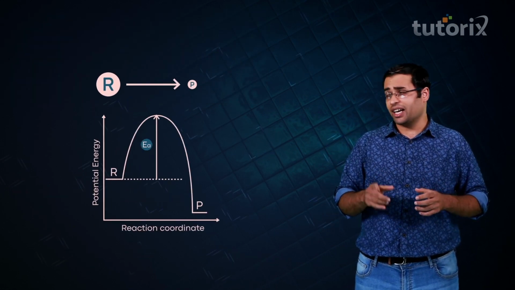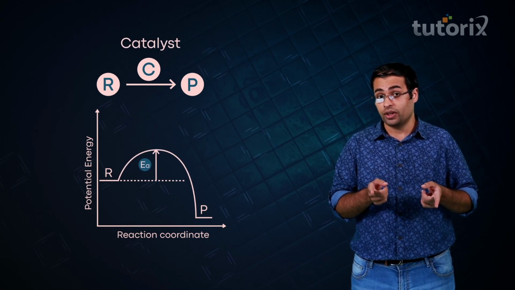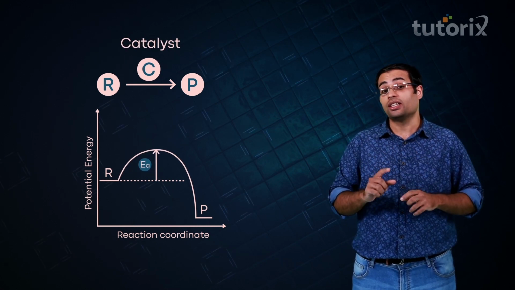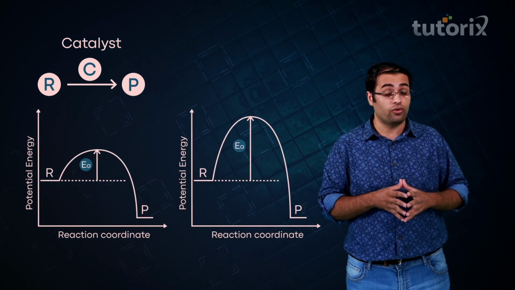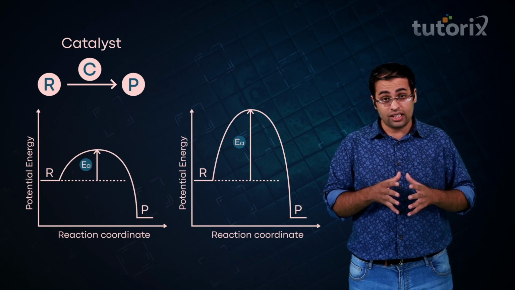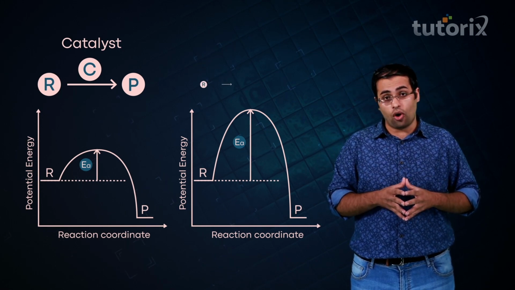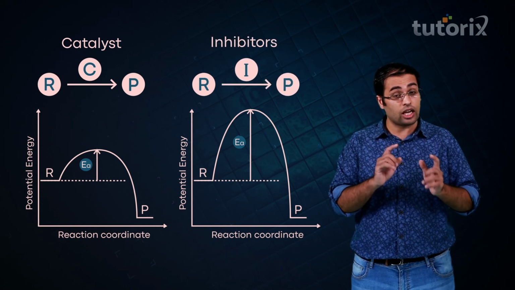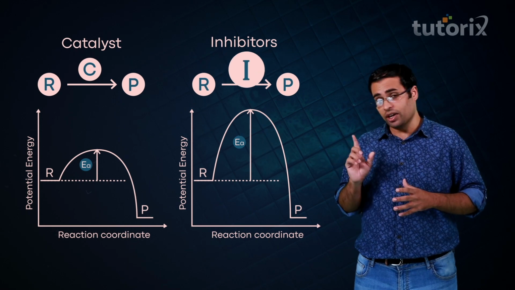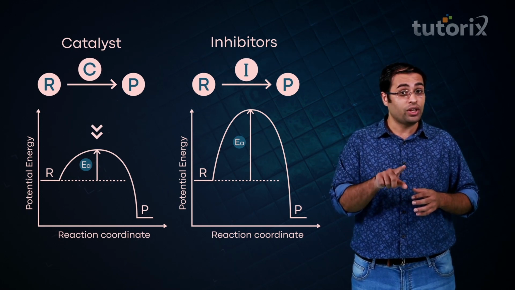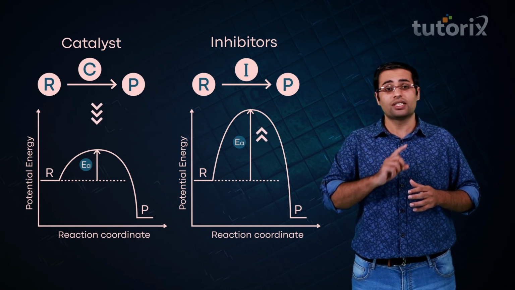So, we know that a catalyst can decrease the activation energy of a reaction. But do you know that there are also chemicals which can increase the activation energy of a reaction and hence decrease the rate of a reaction? Such chemicals are called inhibitors, and these inhibitors are opposite to catalysts. Therefore, do not confuse between inhibitors and catalysts, because a catalyst decreases the activation energy, whereas an inhibitor increases the activation energy.